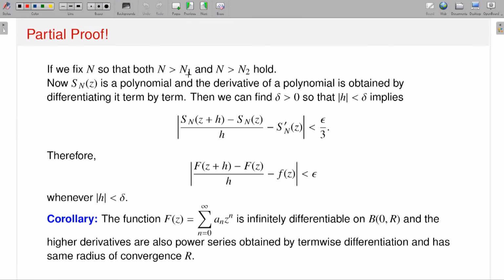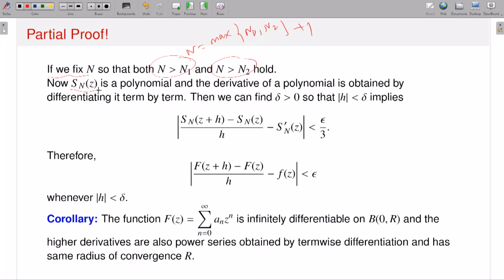Having chosen n1 and n2, if I choose capital N as the maximum of n1, n2, then once I fix the n, then I let h approach 0. So now if I fix n, that means you can take n to be nothing but the maximum of n1 comma n2 plus 1, then both estimates of the last two terms hold.